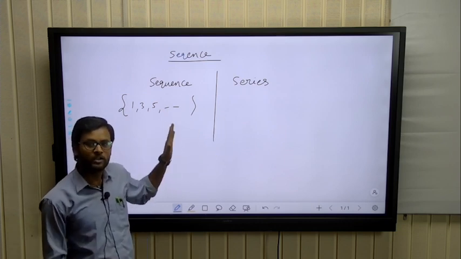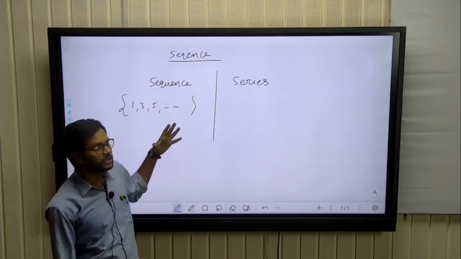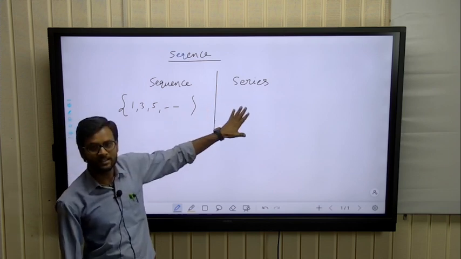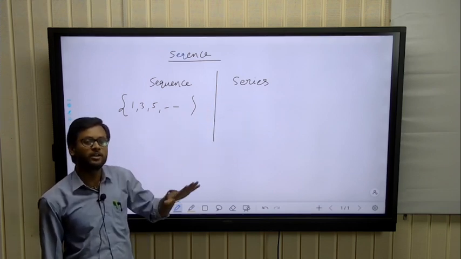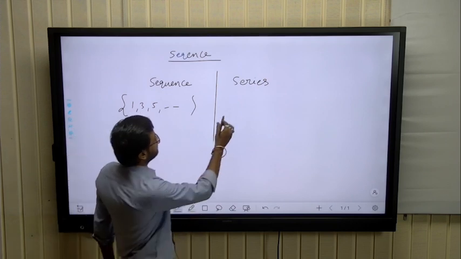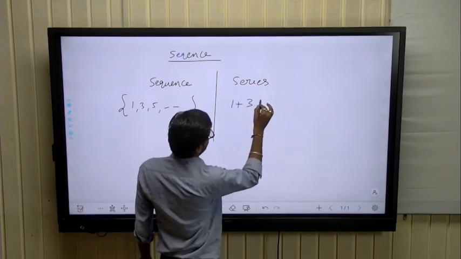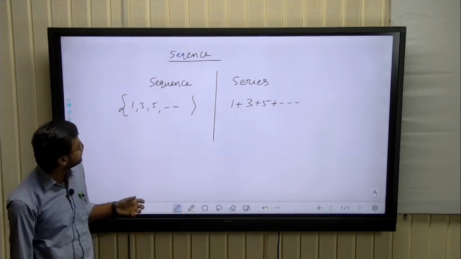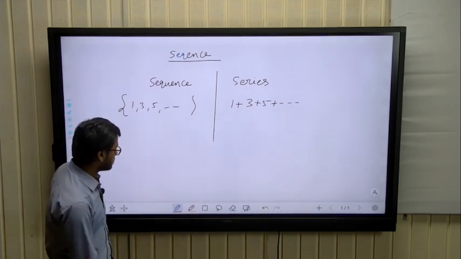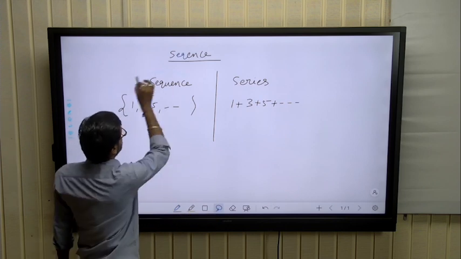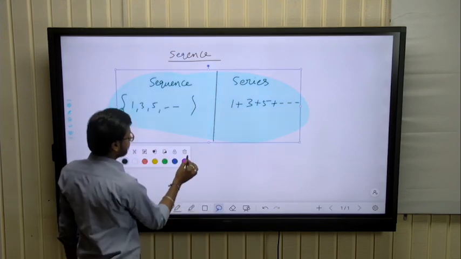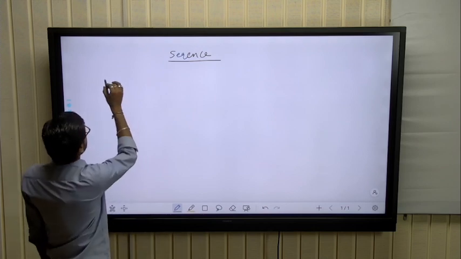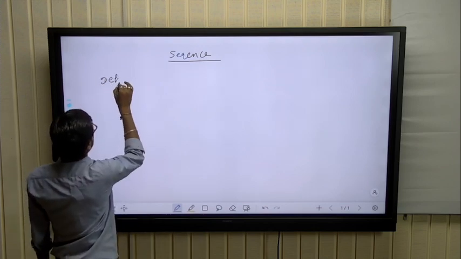In a sequence we arrange infinity numbers, but in a series we sum the infinity numbers, like this, and so on. So this is the minor difference between sequence and series. Now we start the main topic of our lecture, the sequence. First we discuss the definition of a sequence.